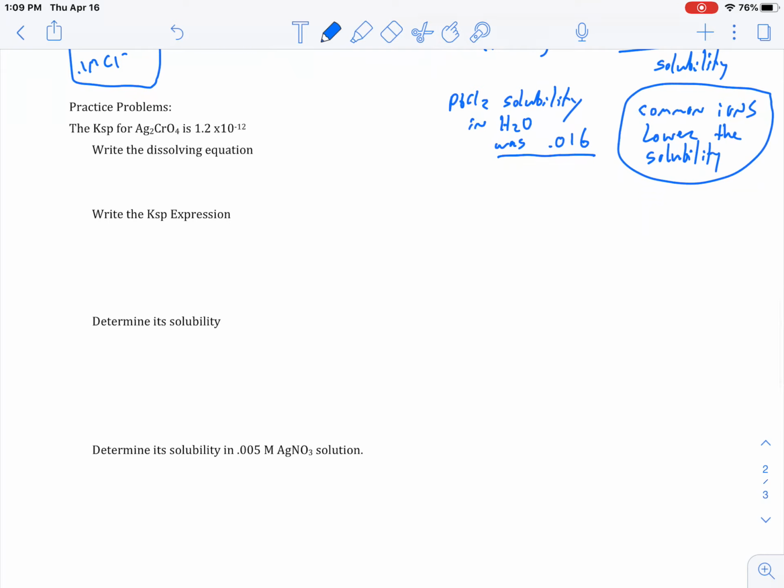So let's try this next one. KSP for silver. Oh, you know, this is a different value than earlier. We said it was 2. Okay, so silver chromate. Same equation as before. KSP expression.